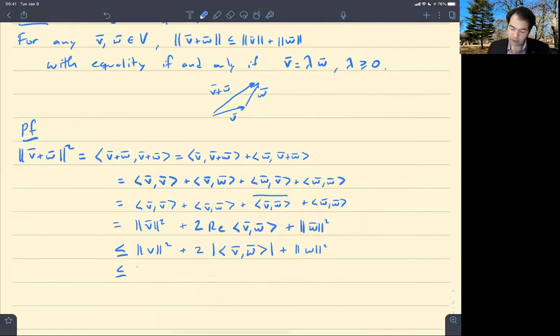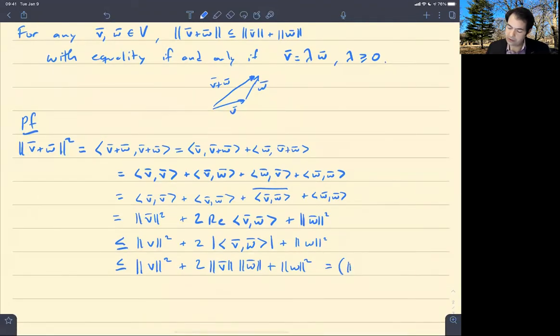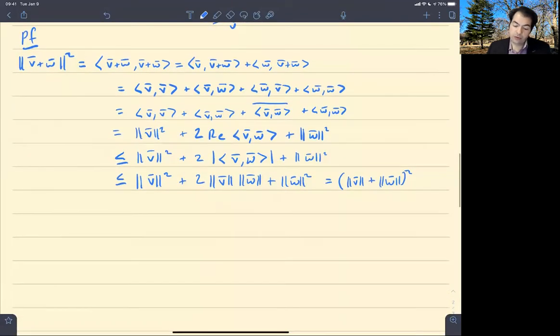Okay, but now I use Cauchy-Schwarz and I write this as less than or equal to 2 times the norm of v times the norm of w, plus the norm of w squared. And this we recognize as the norm of v plus the norm of w, all squared. Then taking square roots of both sides gives us the triangle inequality. It's okay to take square roots of both sides of this inequality because both of the numbers we're squaring are non-negative. So the norm of v plus w is less than or equal to the norm of v plus the norm of w.